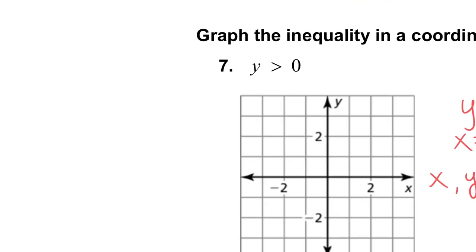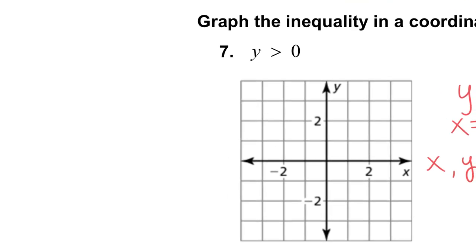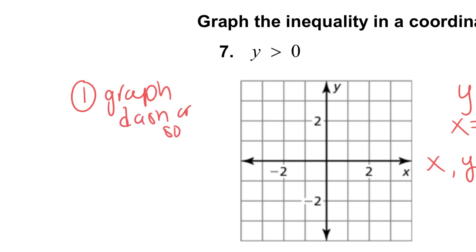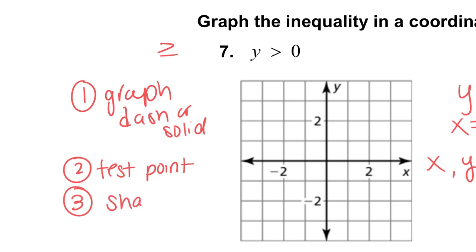With that being said, remember the rules. First, you're going to graph your line, and decide whether it's going to be a dash or solid. The best way to remember is, if you have a line at the bottom of your inequality, it means solid. If you do not have it, then that means you're going to have a dash line. Number 2 is use a test point, and 3, shade.